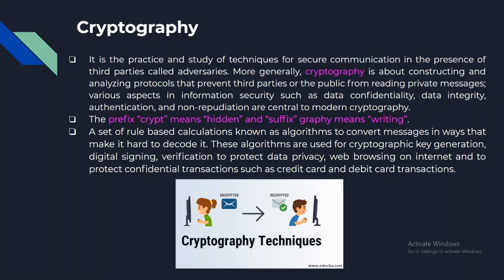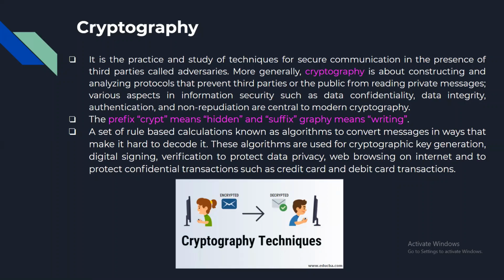So various aspects in information security are referred to as data confidentiality, data integrity, authentication, and non-repudiation. And these are mostly central to modern cryptography techniques. Now, crypt means hidden, and the suffix graphy means writing.